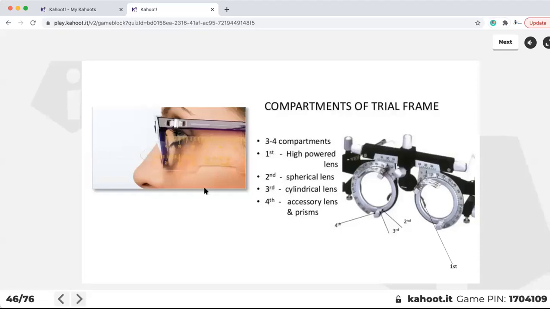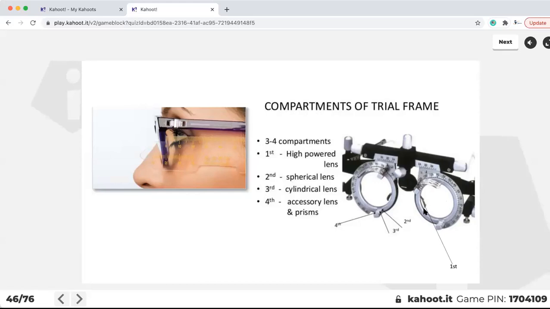So we mentioned before that we are measuring the back vertex distance. This is the distance from the glasses to the anterior surface of the cornea. And this is important, especially when we are measuring high errors of refraction, like more than plus 5 or minus 5. If we see the compartments of the trial frame, we can see that there are 3 compartments in front, and there will be 1 compartment behind. It will be this one, or this one, or this one. This is the first one.